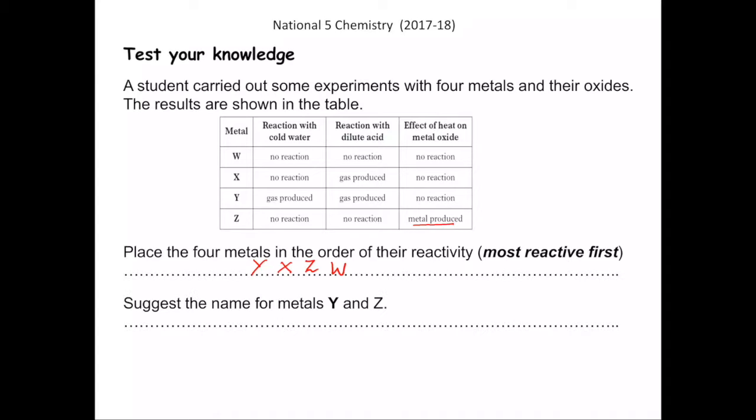Suggest the names of the metals Y and Z. So you can name any element above aluminium. So let's say it is calcium here, and Z could be any metal which is below hydrogen and above, say, gold or platinum. So it could be copper here.